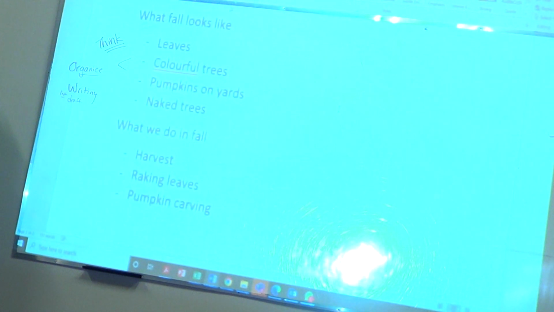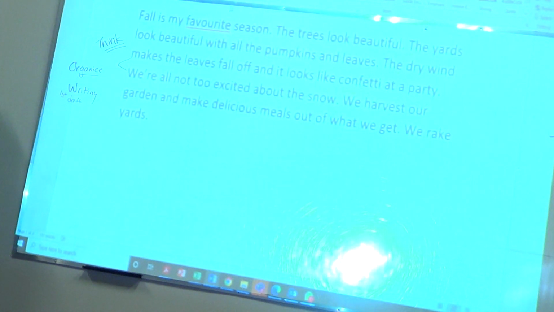And pumpkin carving. Anyone want to put in a sentence about pumpkin carving? Writing's hard, hey? Anybody? We carve pumpkins for Halloween. Because I think that's the only time people usually do it.